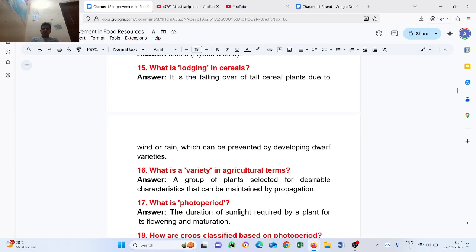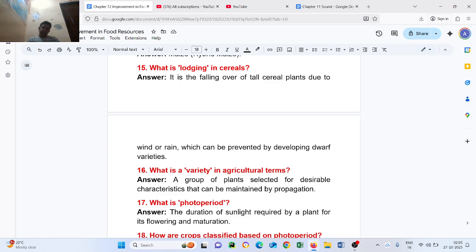Question number 16: What is a variety in agricultural terms? A group of plants selected for desirable characteristics that can be maintained by propagation.